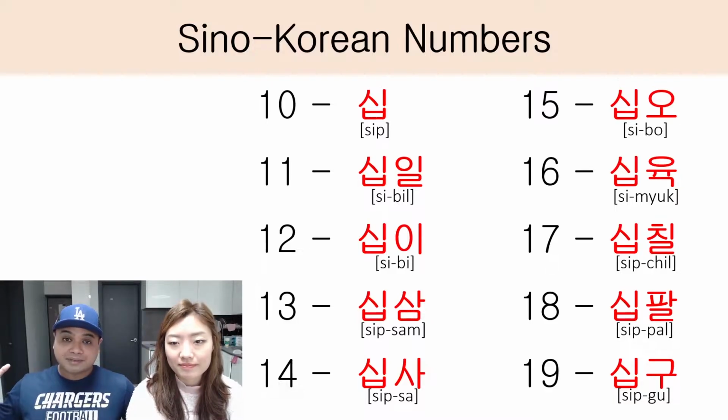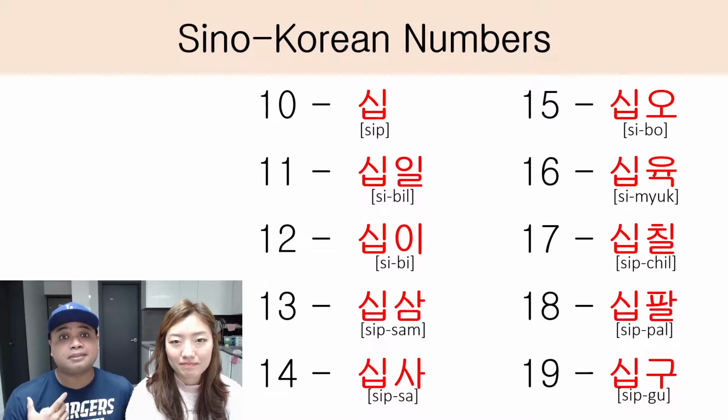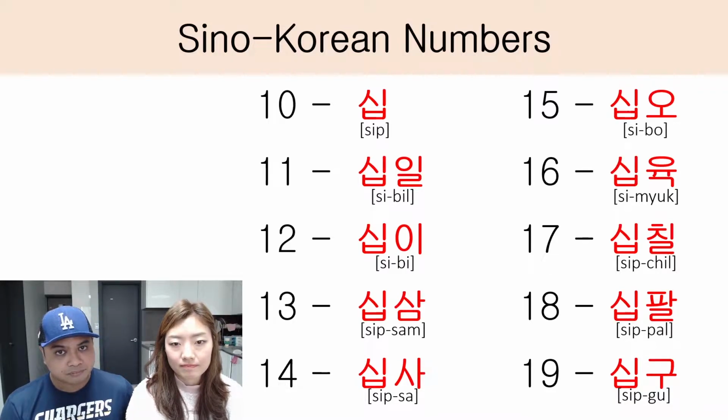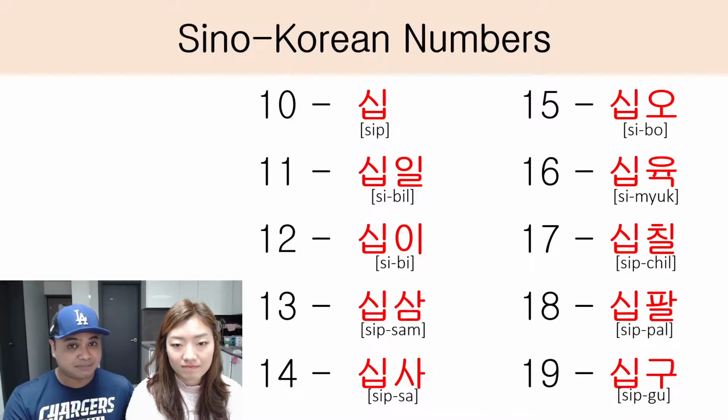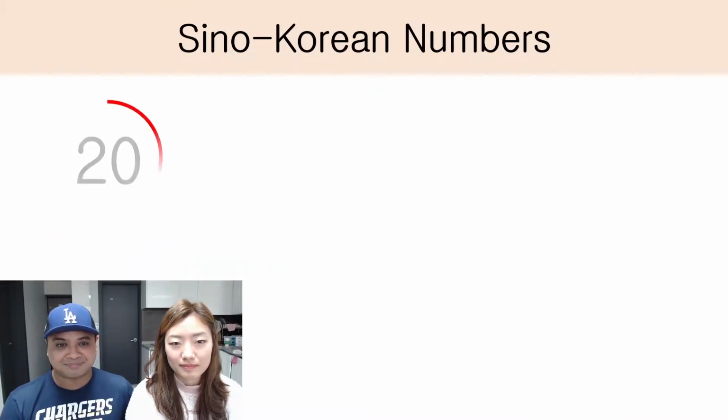But then, how do we say numbers like 20, 30, 40, 50, 60, 70, 80, 90? In English, we have special words for those, right? We have a special word for 20, 30, 40. But in Korean, they don't. They don't have a special word for it.